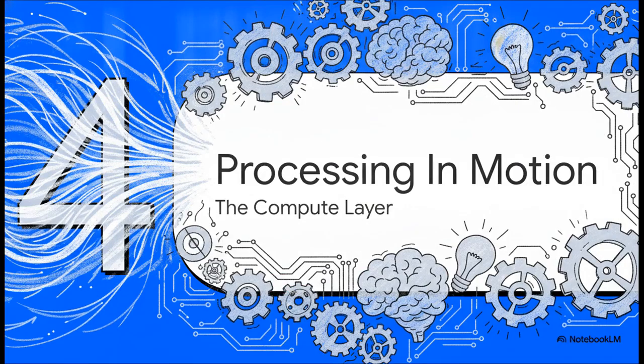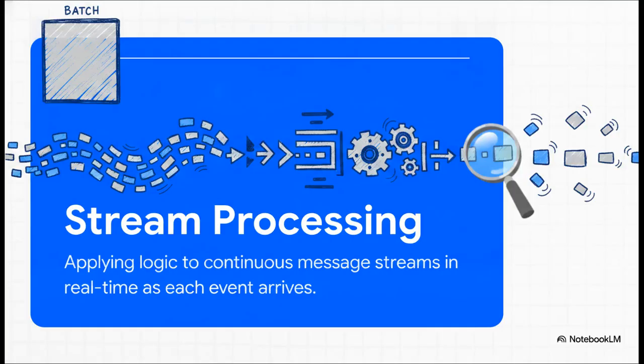Which brings us to Section 4, Processing Data in Motion, the compute layer. This is where the magic really happens, where raw, unstructured streams of data are actively transformed into actionable business logic on the fly. Okay, let's dive into this concept. Stream processing is all about applying computational logic on top of continuous, never-ending streams of messages in real time. Instead of waiting around to gather a large batch of data at the end of the day to process it, you are handling each individual event the exact millisecond it arrives.